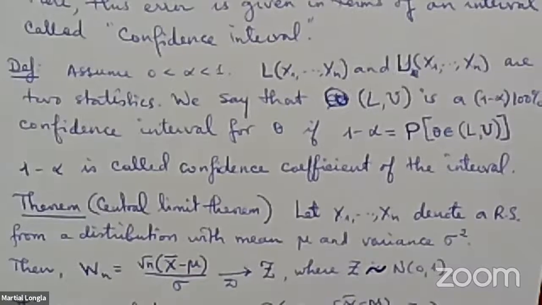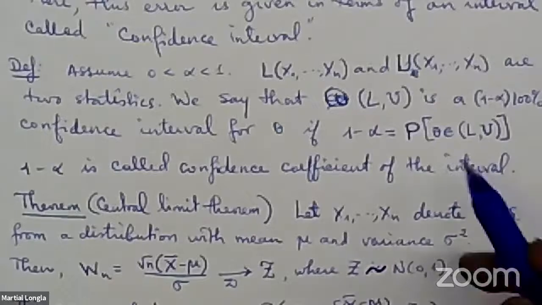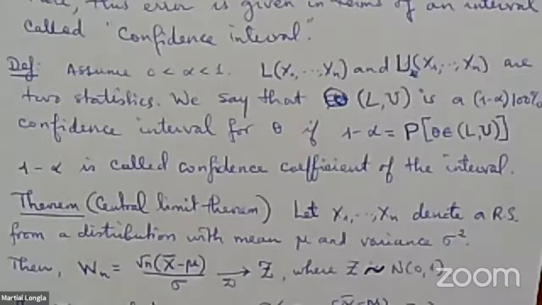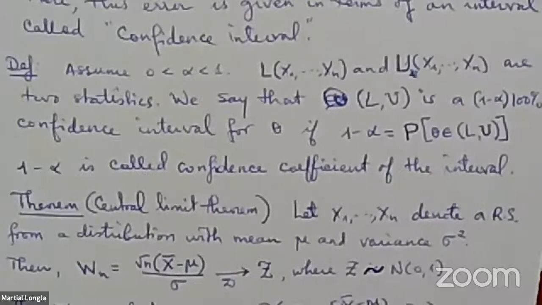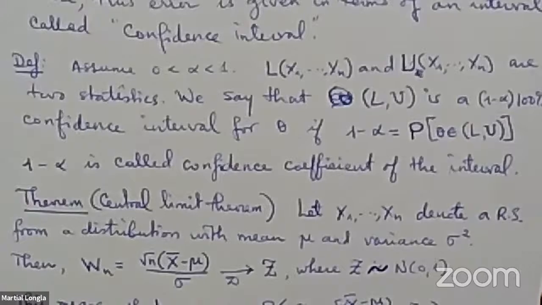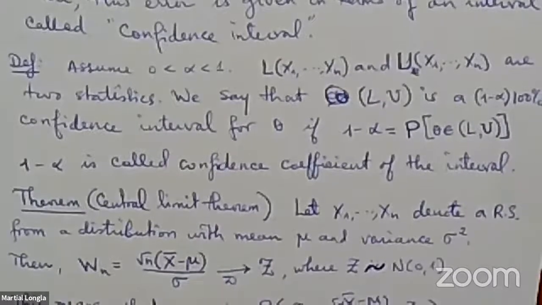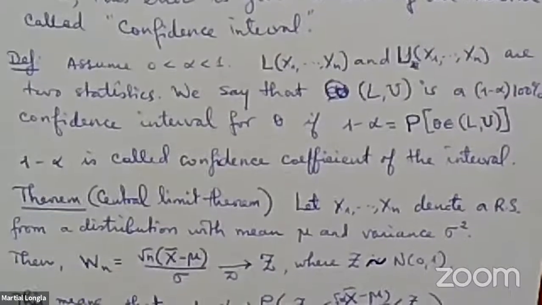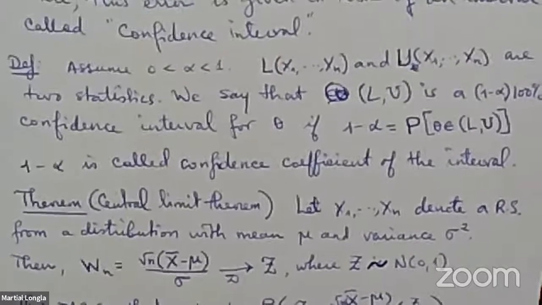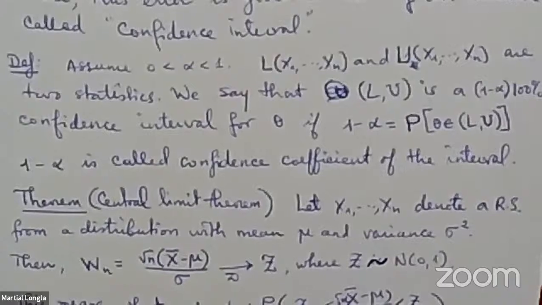All right, so this interval LU is called a 1 minus alpha times 100% confidence interval. And the number 1 minus alpha is called the confidence coefficient, while alpha is called the confidence level.